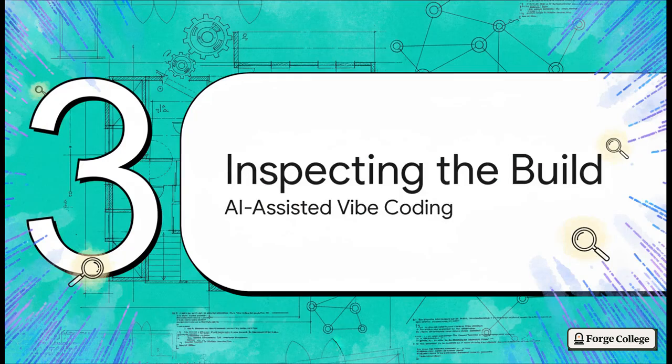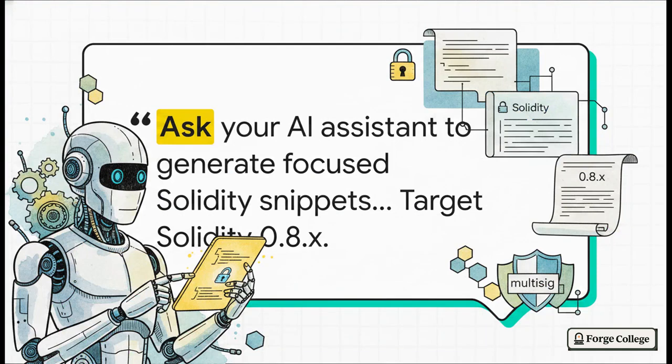Moving to section 3, inspecting the build. Now that the blueprint is drafted, we need to inspect it using a modern, AI-assisted vibe coding workflow. By handing our trusty robotic intern a highly specific starter prompt, like targeting Solidity 0.8.x and strictly enforcing owner-only confirmations, we get a deterministic, compile-ready shell. It saves us a ton of time so we can focus on the high-level architecture instead of fighting with syntax.